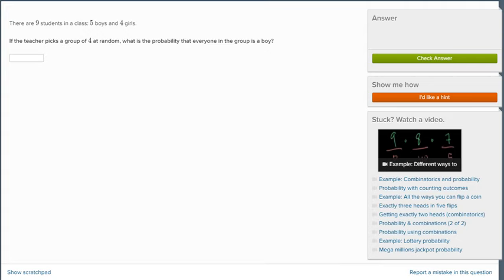So, the particular question that we will be using to demonstrate this technique is: there are 9 students in a class, 5 boys and 4 girls. If the teacher picks a group of 4 at random, what is the probability that everyone in the group is a boy?